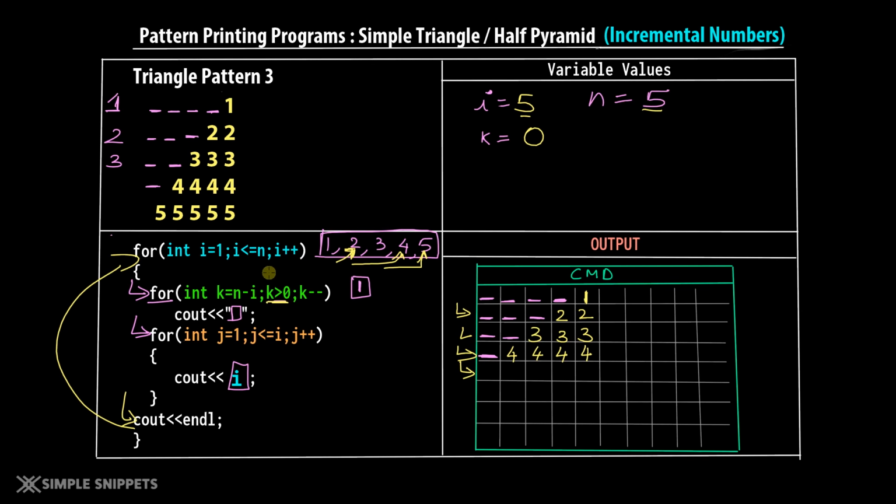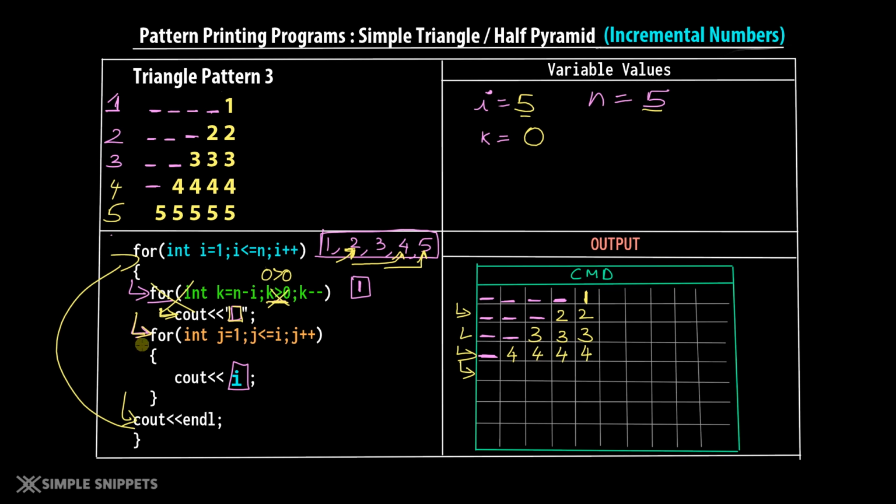We just said k is 0. Is 0 greater than 0? No. So this condition has become false. So now we will not execute this cout and you will not create extra space. Of course, if you observe in the 5th row, because we are on the 5th row, we don't need any space. We simply have to print 5 five times. So that's why we will not execute and create extra space now. And this for loop will not execute.